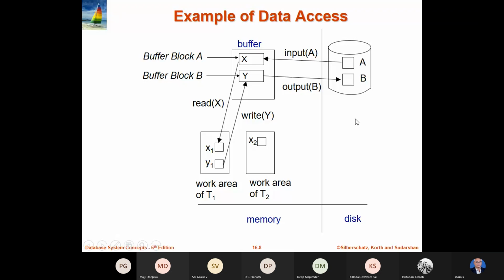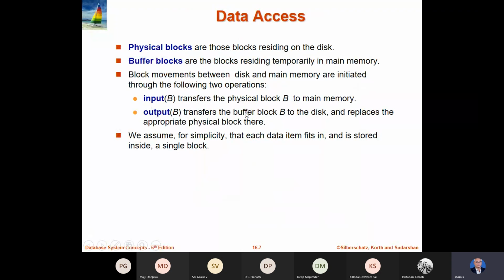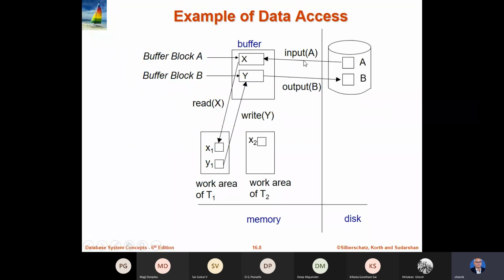In the buffer, there is a buffer block A that corresponds to a physical block A. There is a buffer block B that corresponds to a physical block B. And then, as we said, input and then the physical block as parameter. If we do an input A, then this physical block A is brought from disk to the buffer block here in main memory. Similarly, this is buffer block B. If we execute an output B, so this buffer block B will be written to the disk block B.